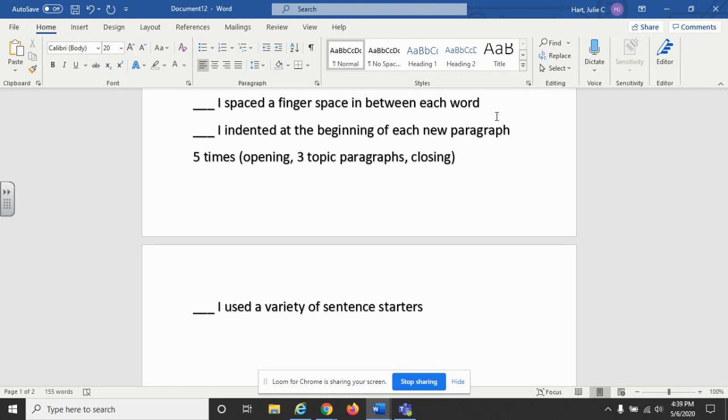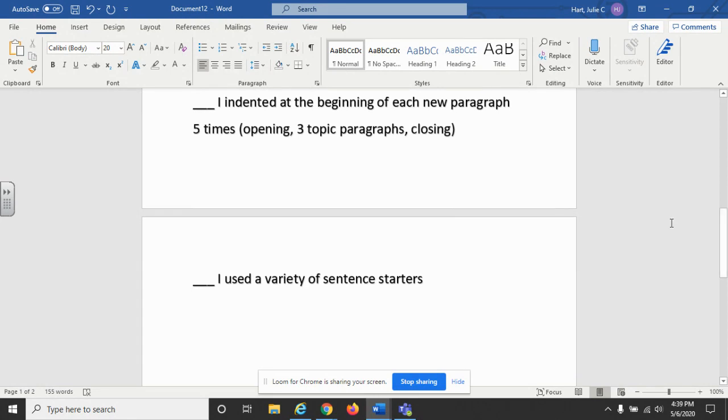And then, I indented at the beginning of each new paragraph. Now, in this type of story, it was very easy to know where to indent because we indented at the beginning of our opening. We indented at the beginning of each fact, which I call those three topic paragraphs, and you got those from fact one, fact two, fact three, and at the beginning of your closing. And for those of you who haven't indented before, remember all that means is you start at the red line of your notebook paper and you move over five finger spaces, only for that first line of each paragraph. So for this type of story that we wrote, with an opening, fact one, fact two, fact three, and a closing, you could have and should have indented five times.